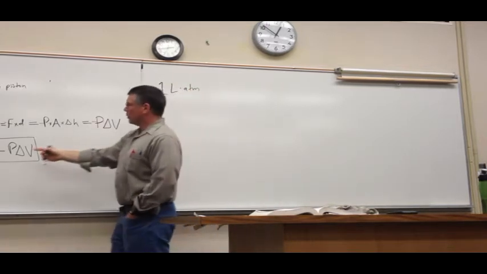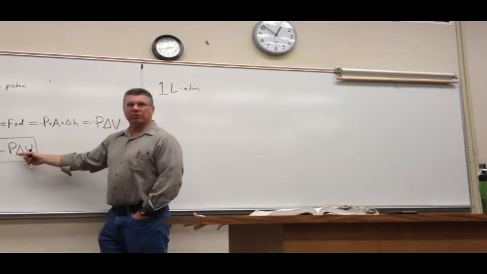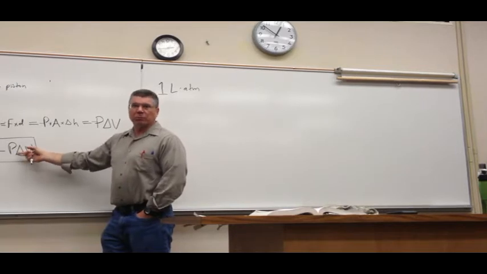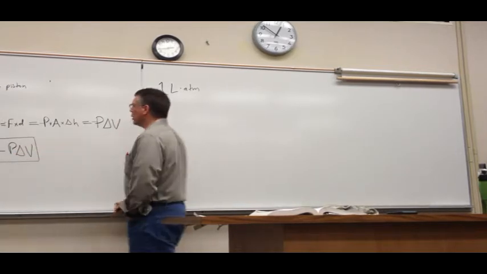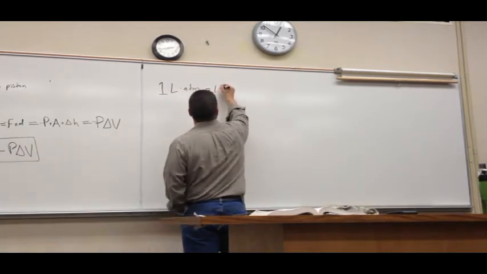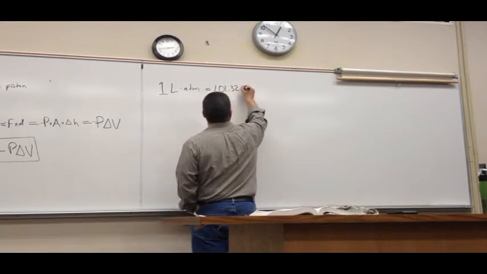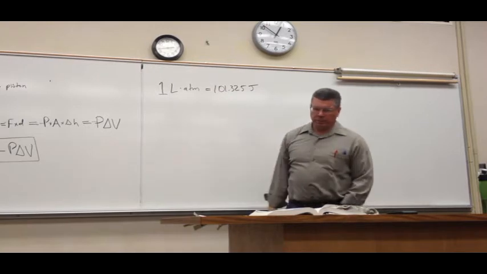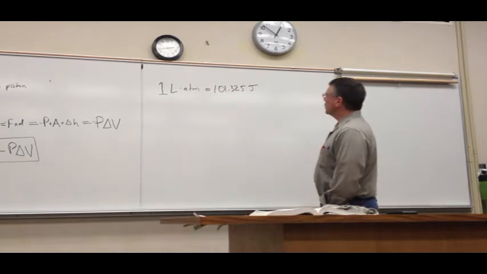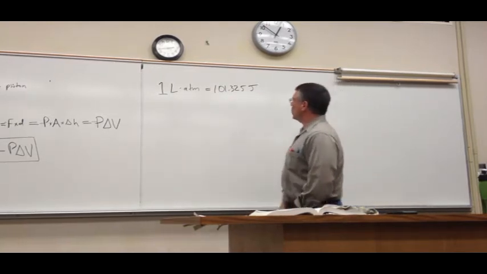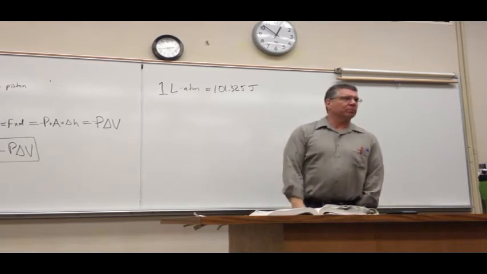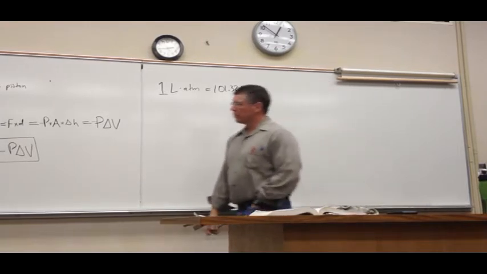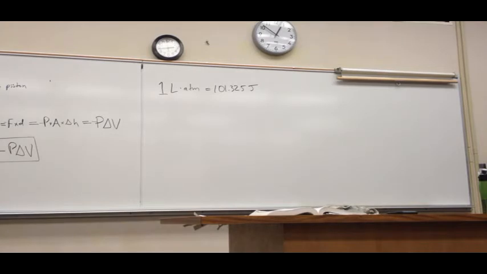There's a unit of work called the liter atmosphere. If this is in liters, this is in atmospheres, then the units would be liter atmospheres. But to convert it to joules, you just use this conversion right here. 1 liter atmosphere is 101.325 joules. Memorize that? So that's from liter atmospheres to joules.